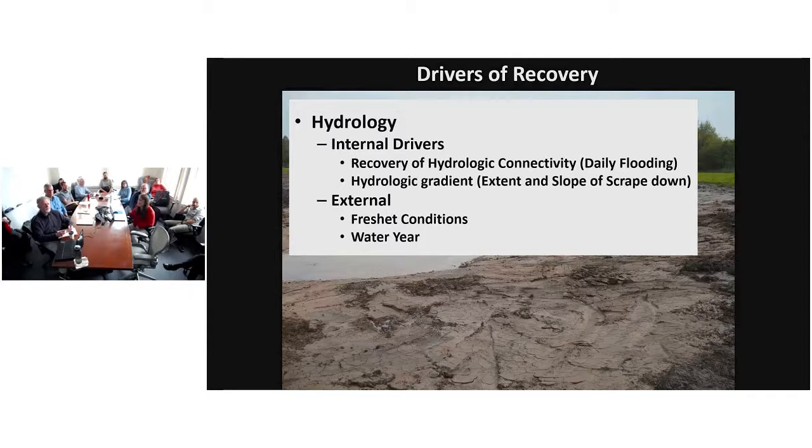internal drivers, things that we can control essentially through restoration, are that hydrologic connectivity. You know, how well are we restoring the full tidal prism, daily flooding conditions, and then the extent of the hydrologic gradient. You know, are we creating a new slope, a new area of inundation? How steep is that? Are we just restoring low marsh or restoring high marsh? And then external forces that are also really important, that are outside of our control as restoration practitioners, are seasonal water year conditions, the freshet conditions.